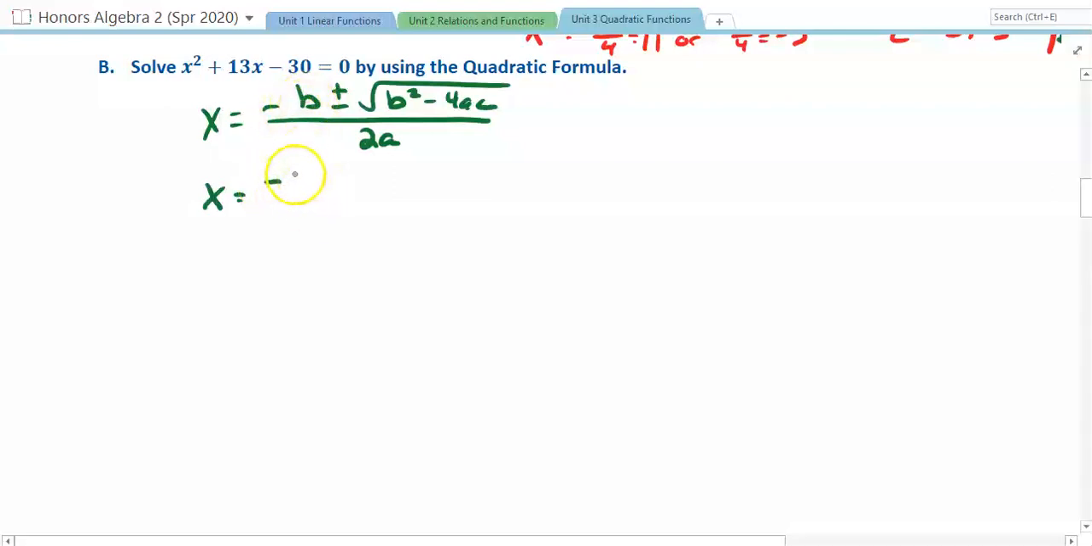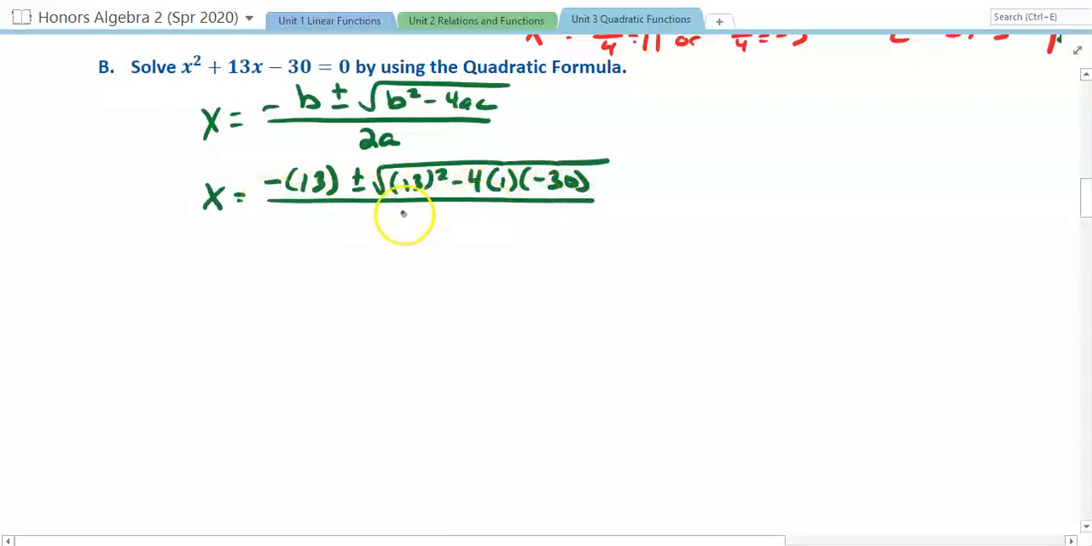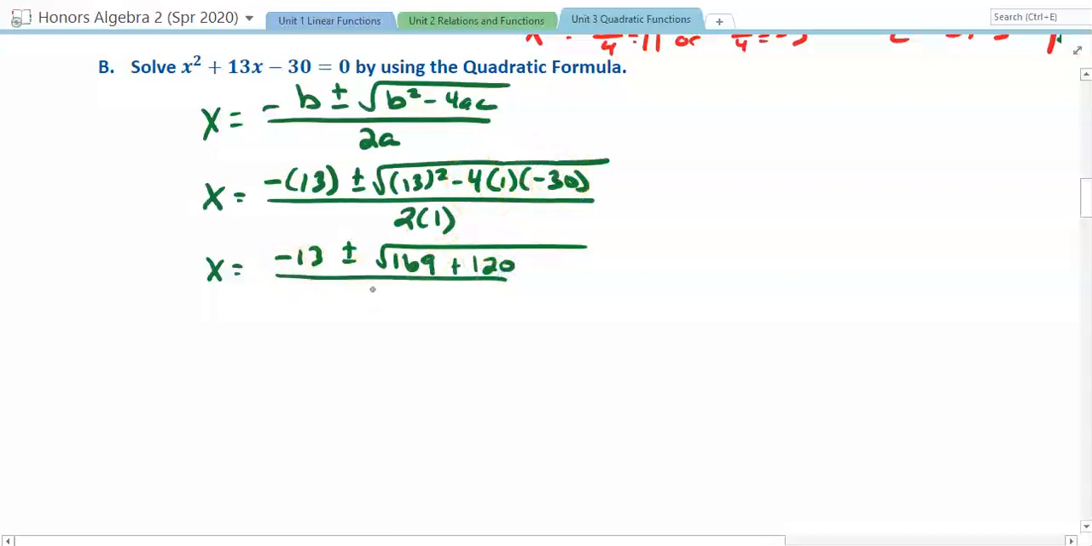And so negative of 13, the opposite of 13 there, plus or minus 13 squared. And again, this is why you need parentheses around everything you substitute when you first do it, because signs matter, over 2 times 1. And so the opposite of 13 is negative 13, plus or minus 169, which is 13 squared. And we're going to get negative times negative is a positive, and 4 times 30 is 120, all over 2. And so we're going to get that x is equal to negative 13 plus or minus the square root of 289 all over 2.